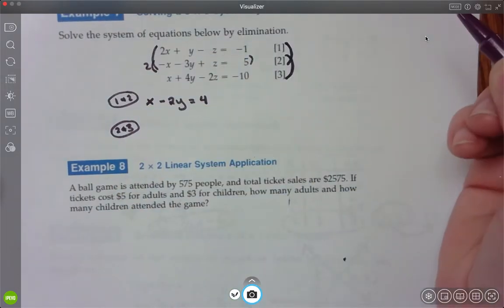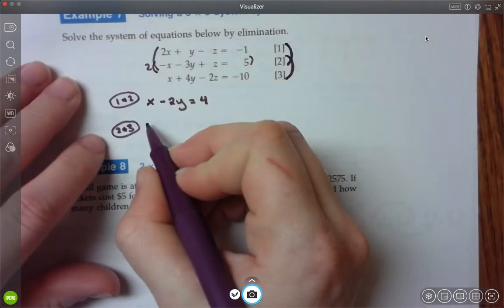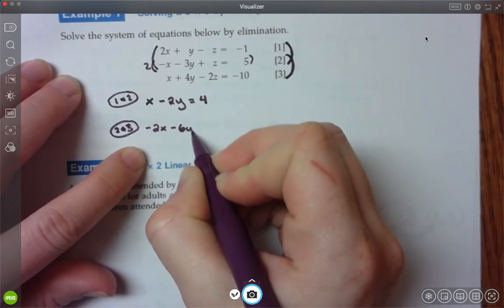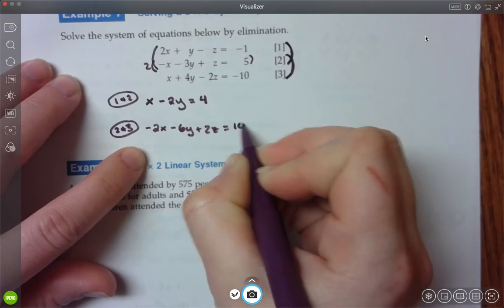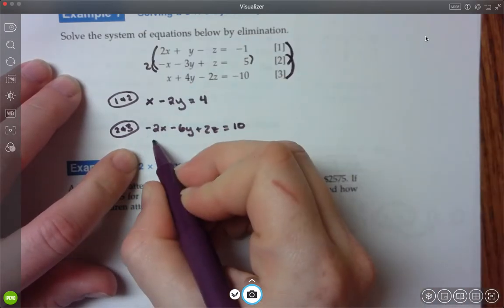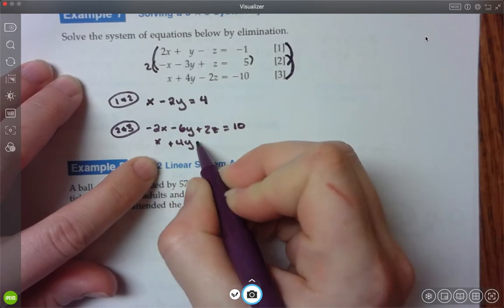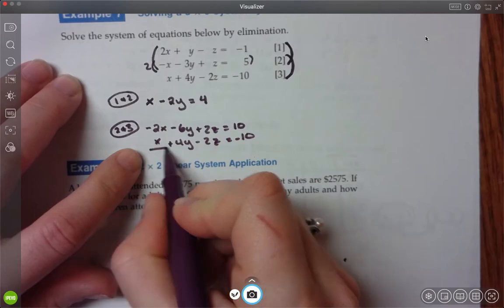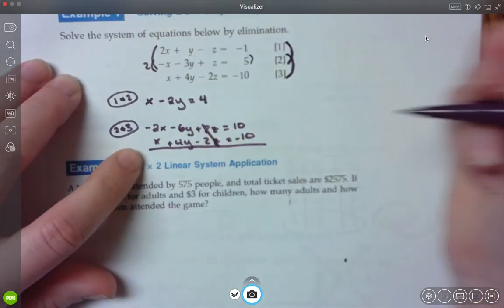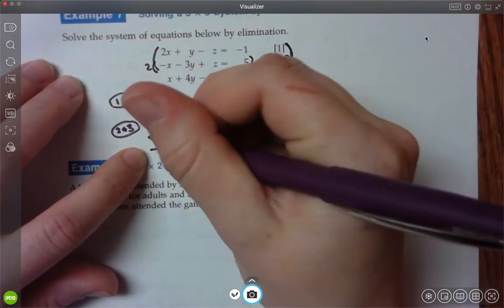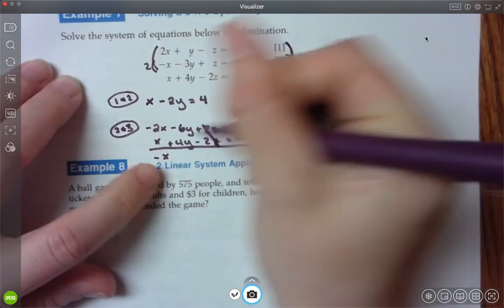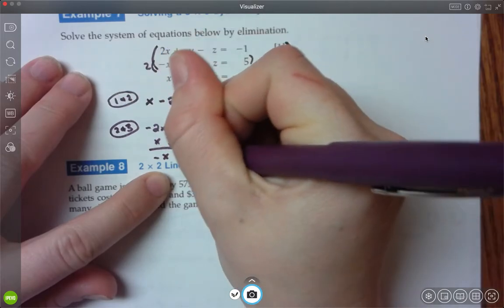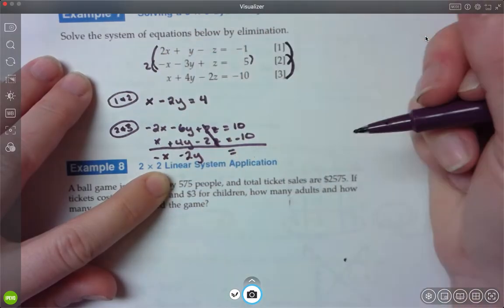Okay, so I'm going to rewrite the second equation after I distribute the 2 through, so negative 2x minus 6y plus 2z equals 10. And then the bottom, I'll just rewrite: x plus 4y minus 2z equals negative 10. Okay, and we'll see what we get when we add those together. Now the z's are going to cross out, just like they were supposed to. Negative 2x plus x is negative 1x. Negative 6y plus 4y is negative 2y. And that will be equal to 10 minus 10, which is 0.